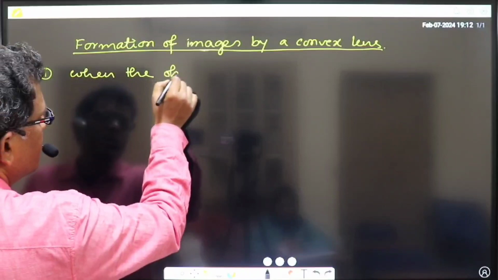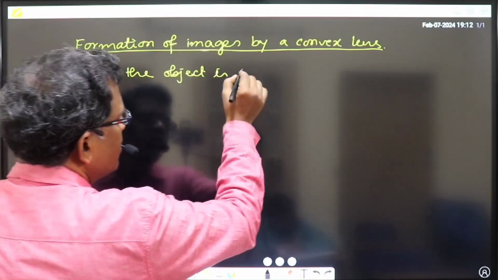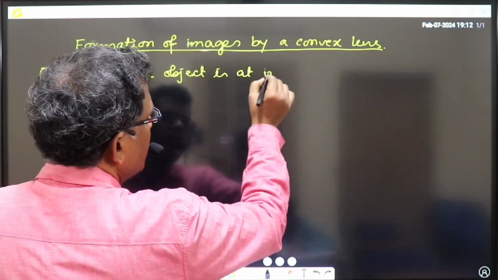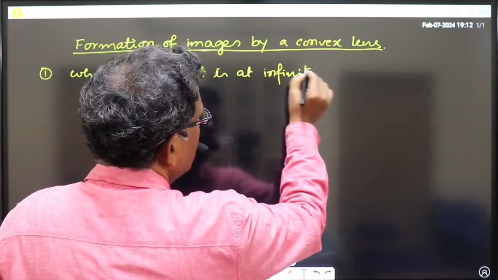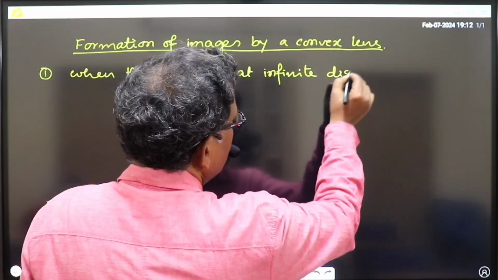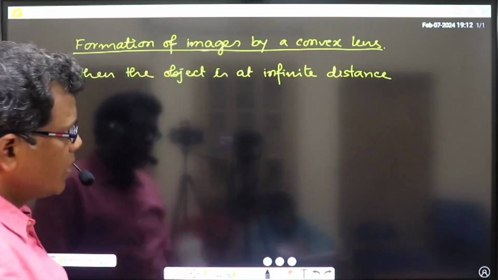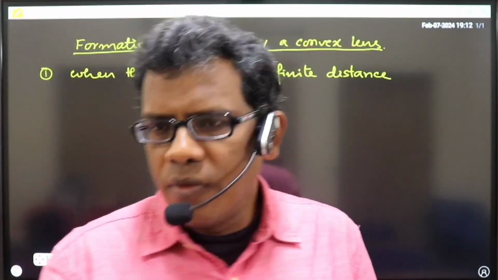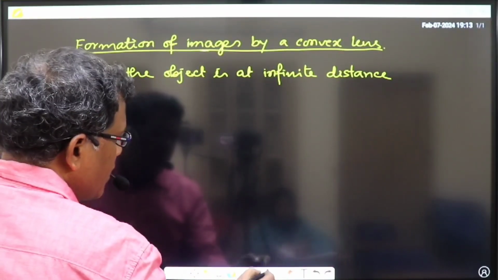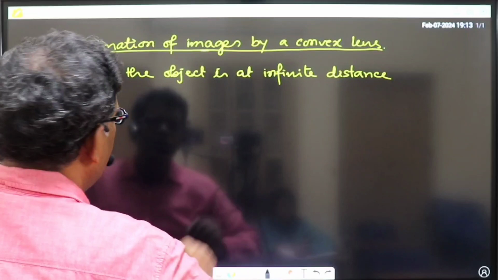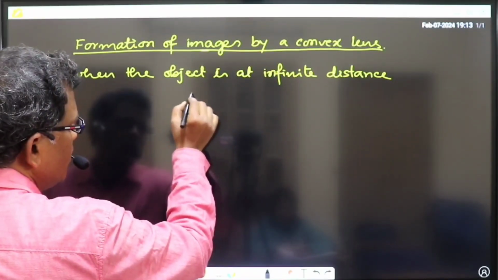The object is at infinite distance. Okay, when the object is at infinite distance, the corresponding ray diagram to understand the image will be something like this.